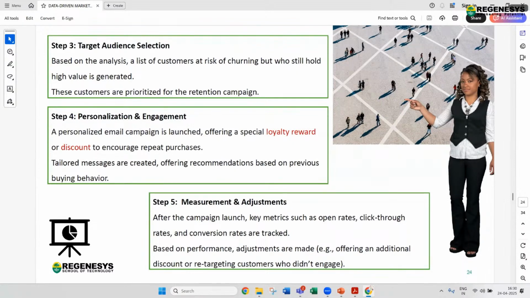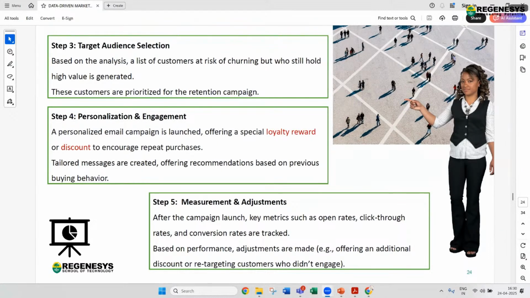Whenever we see loyalty reward, as a customer, if I behave as a customer, my first focus will go to reward and loyalty. So I want to get the reward and I want to be loyal. Every individual usually has this. So this company has taken this up and personalized an email campaign.